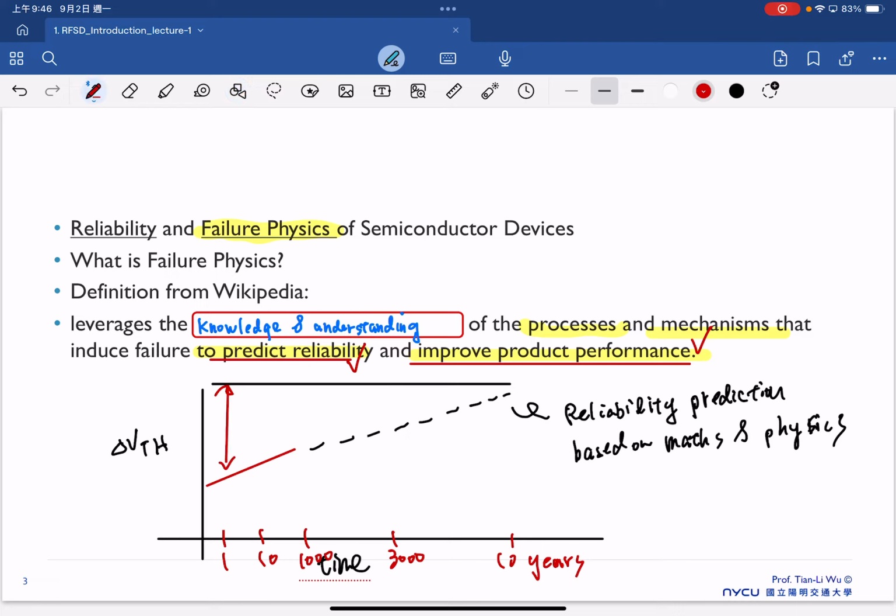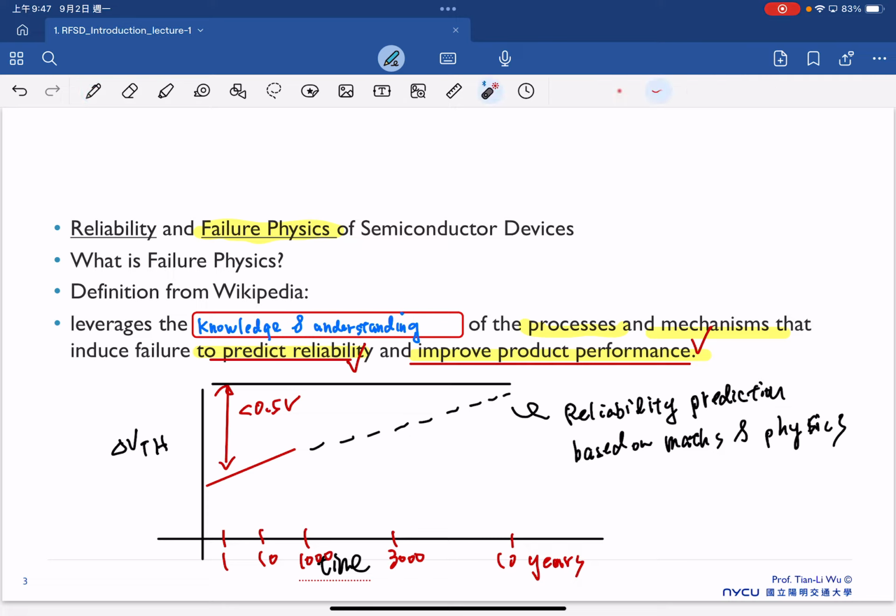For example, less than 0.5 volt. So that's the spec here. So once we do the testing, we can start to do the 1,000 hours, and then we can start to extrapolate the threshold voltage. And afterwards, we will combine all the physics we know, all the mathematics we know, to start the reliability prediction.